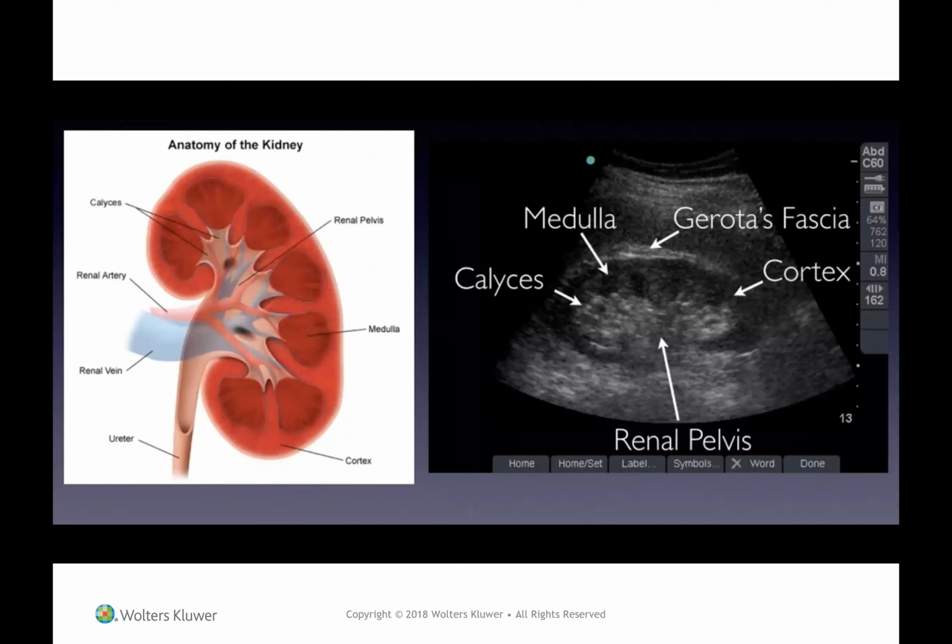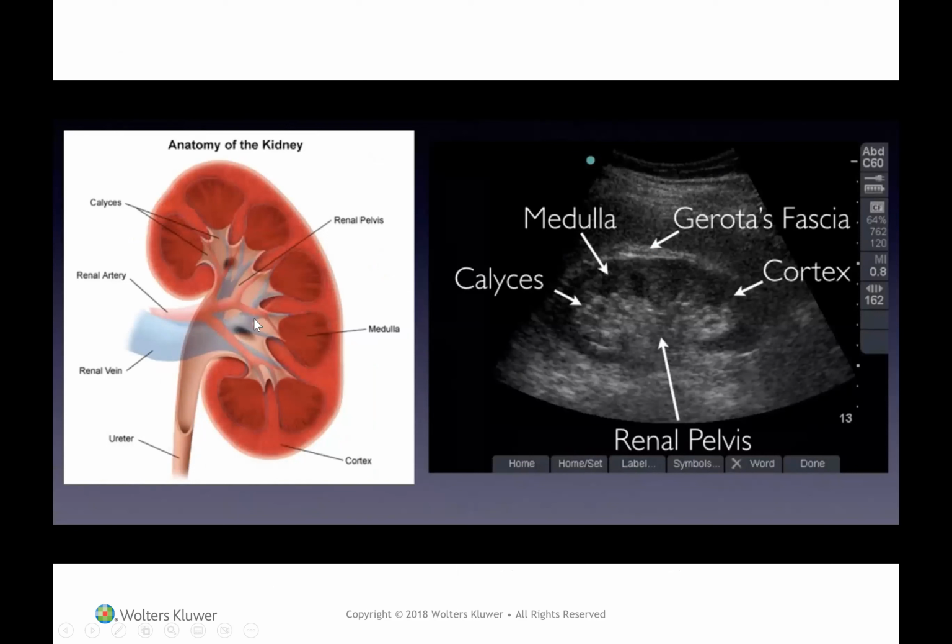Here's another image of the anatomy of the kidney and what it looks like on ultrasound, which is the huge thing. This is the thing that you guys really need to know. So the renal pelvis or renal sinus, this is going to be where the ureter, the artery, and the vein all come into. So this could be the most echogenic part of the kidney.